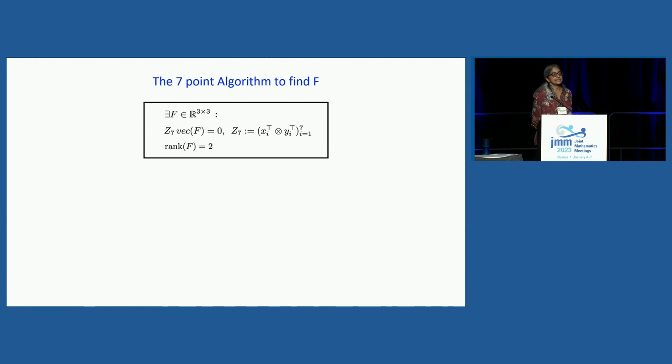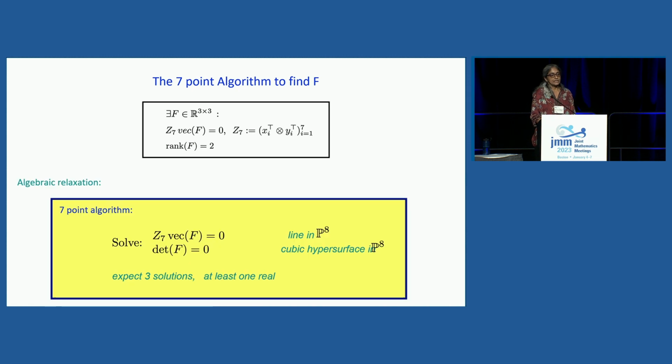So what they do there is they take 7 point correspondences, and you'll see in a moment why 7, and they solve the equations that you see on the left-hand side. So Z7 vec F is equal to 0, and look for F that's real, rank 2, and 3 by 3. OK, so the algorithm in the white box, it's not algebraic, right? Because we're looking for a matrix that is exactly rank 2, not just rank at most 2. So the 7-point algorithm is the version where you relax the problem to its algebraic version.